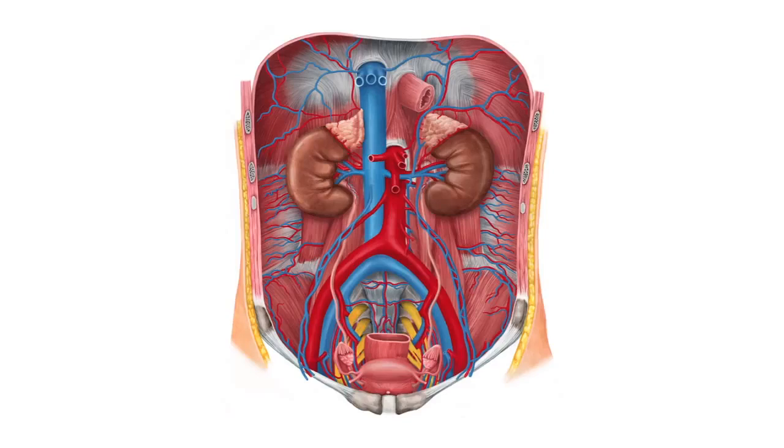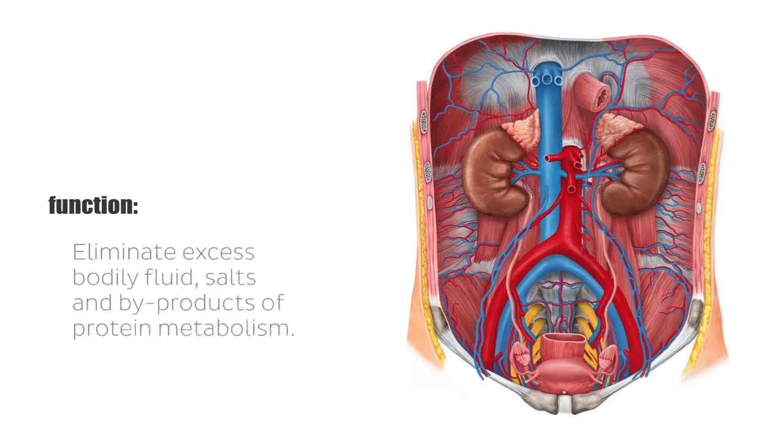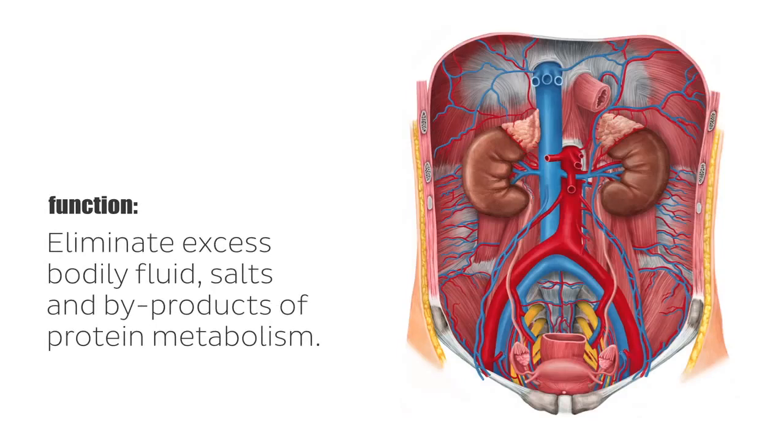We are looking at the anterior view of the abdomen, if we were to strip all the organs found on the more anterior, or ventral, side of the abdomen, leaving the kidneys. They are found a bit more posteriorly because the kidneys are retroperitoneal organs, and their main function is to eliminate excess bodily fluid, salts, and byproducts of protein metabolism. They are bean-shaped organs, which receive blood supply from the renal arteries, the topic of this tutorial.